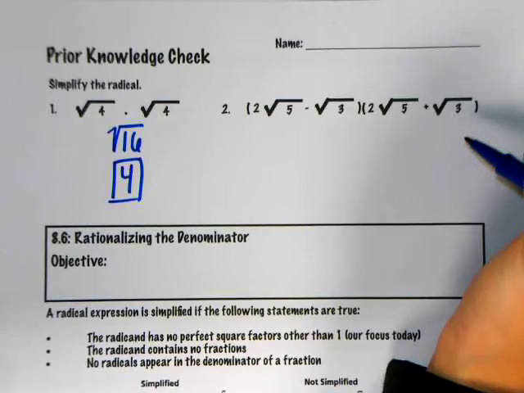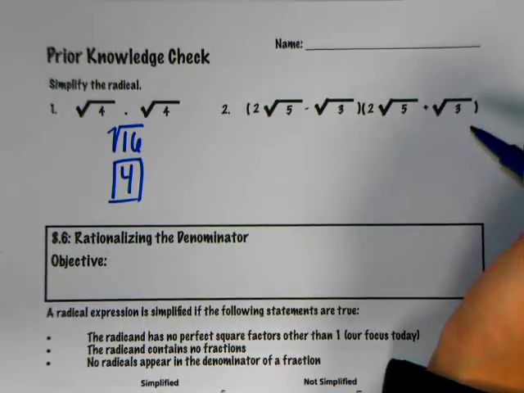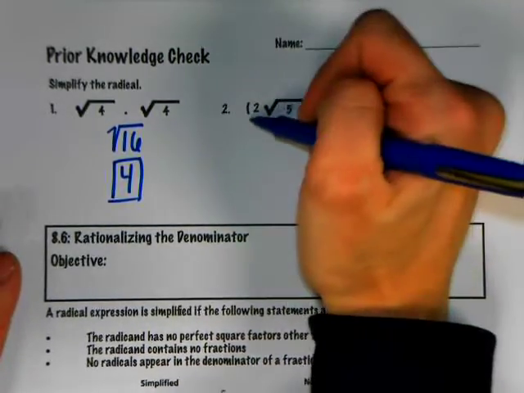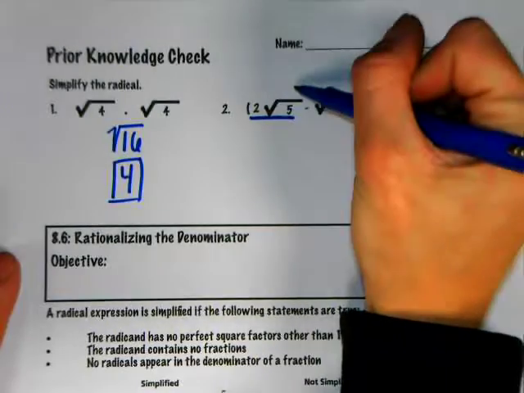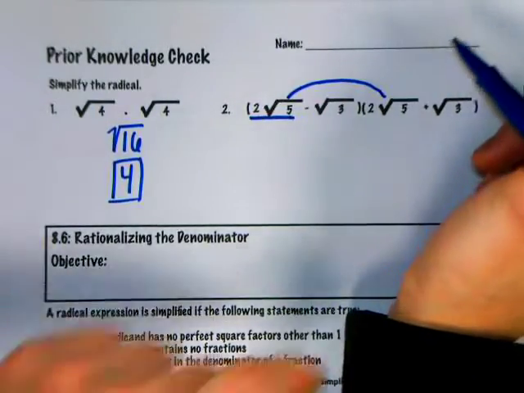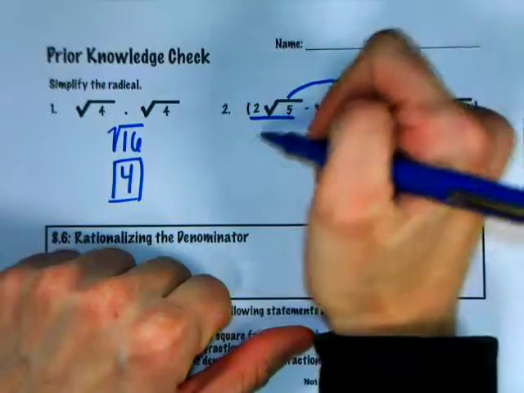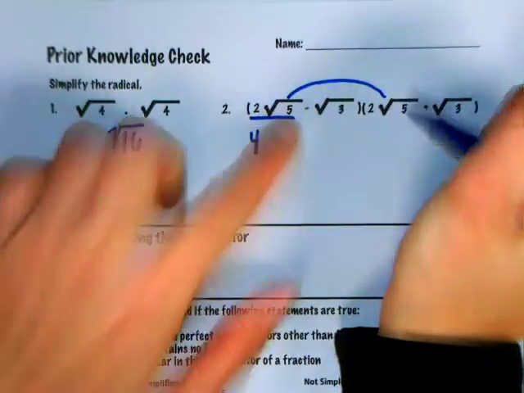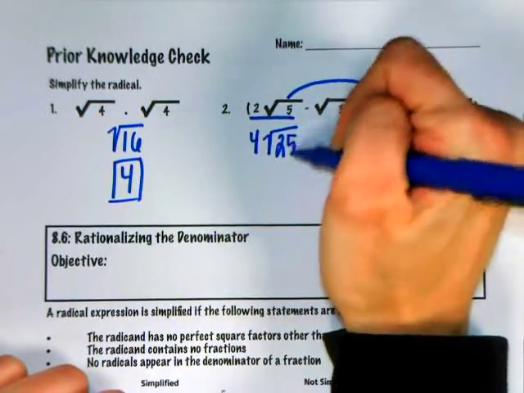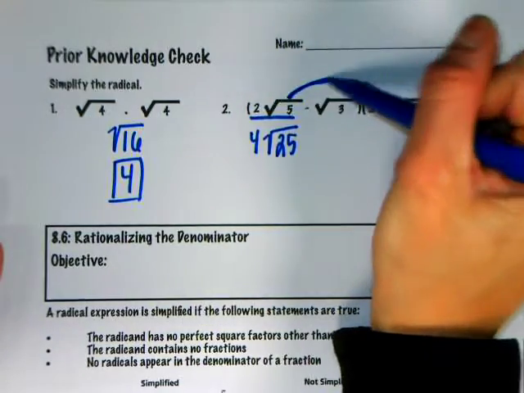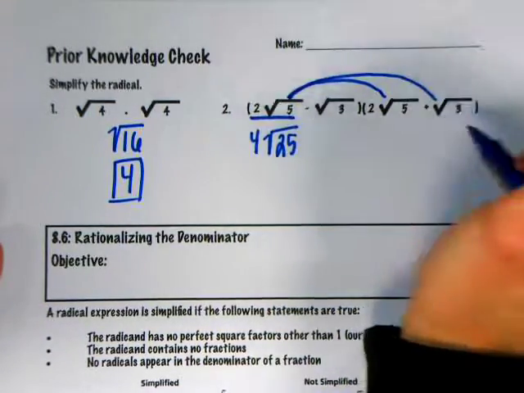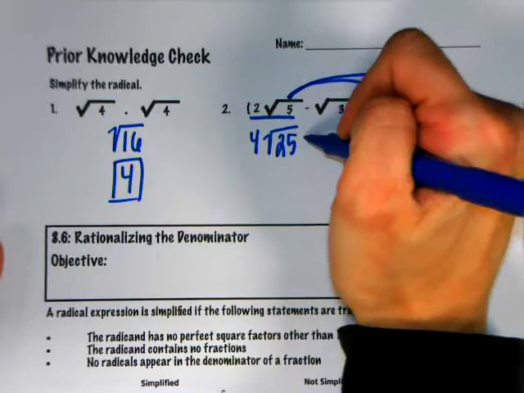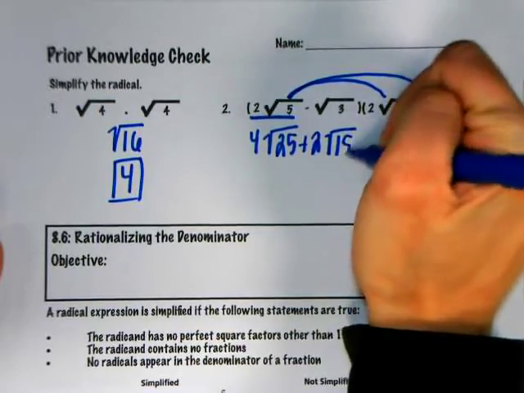And then this one is that FOIL thing that we did in the last lesson. First you're going to distribute the 2 radical 5. So 2 radical 5 times 2 radical 5: you'll multiply 2 times 2 to get 4, and then radical 5 times radical 5 is radical 25. And then 2 radical 5 times radical 3: you'll multiply the 5 with the 3 because they're both under a radical. So plus 2 radical 15.